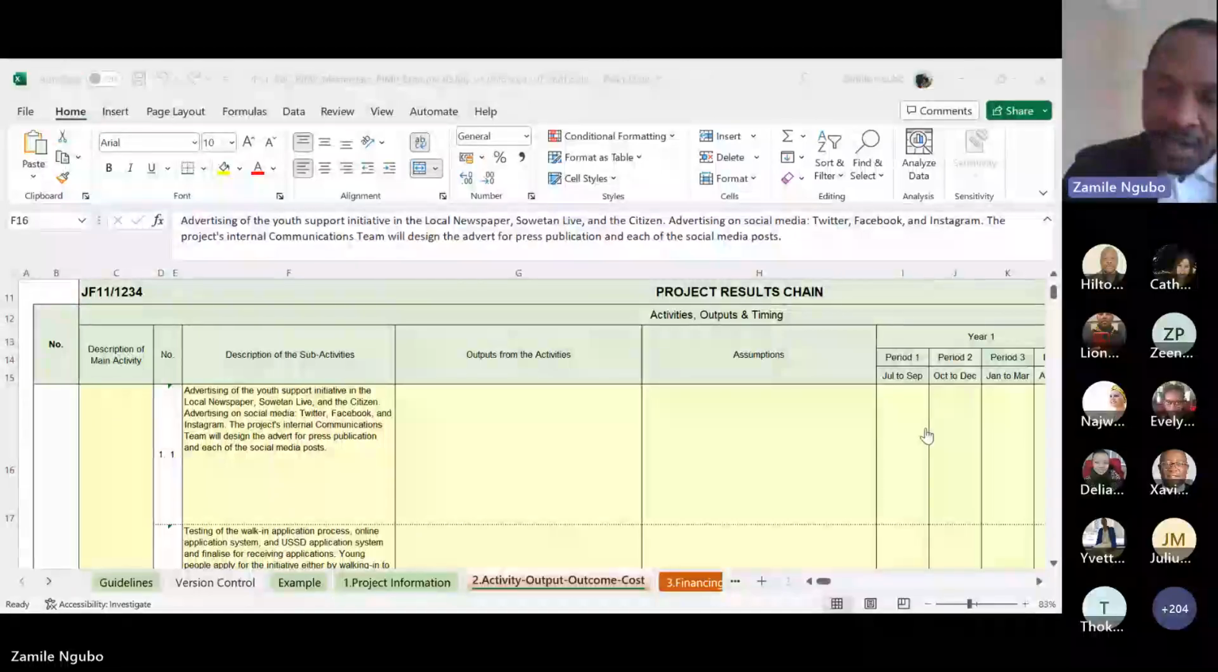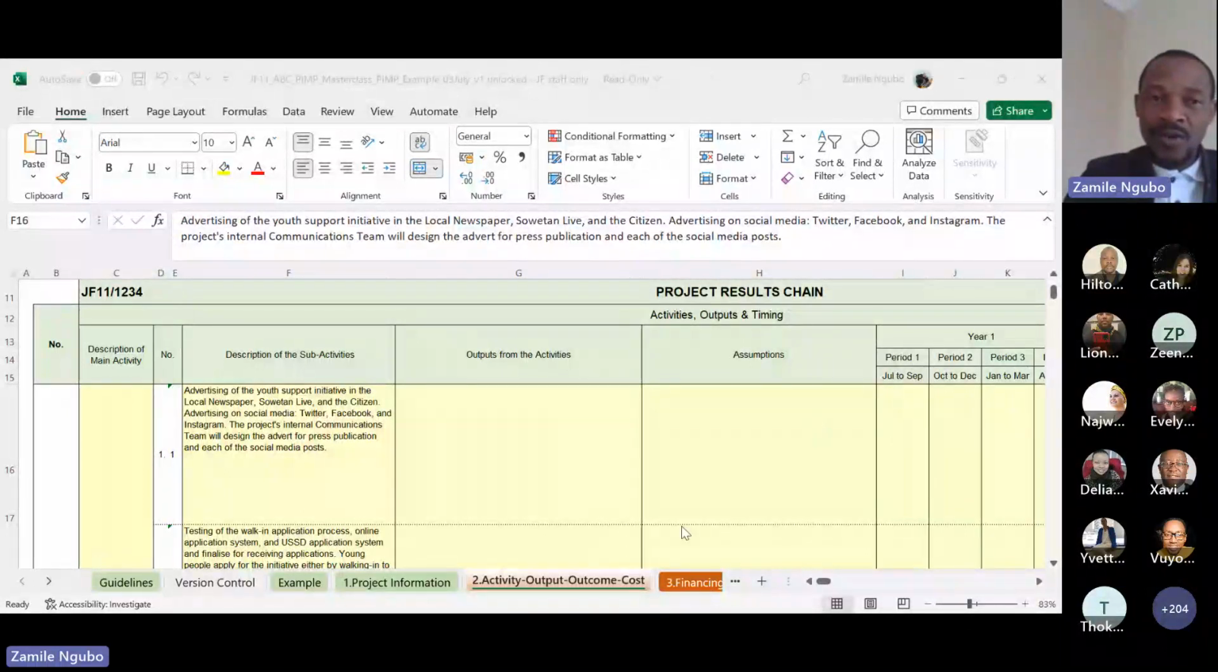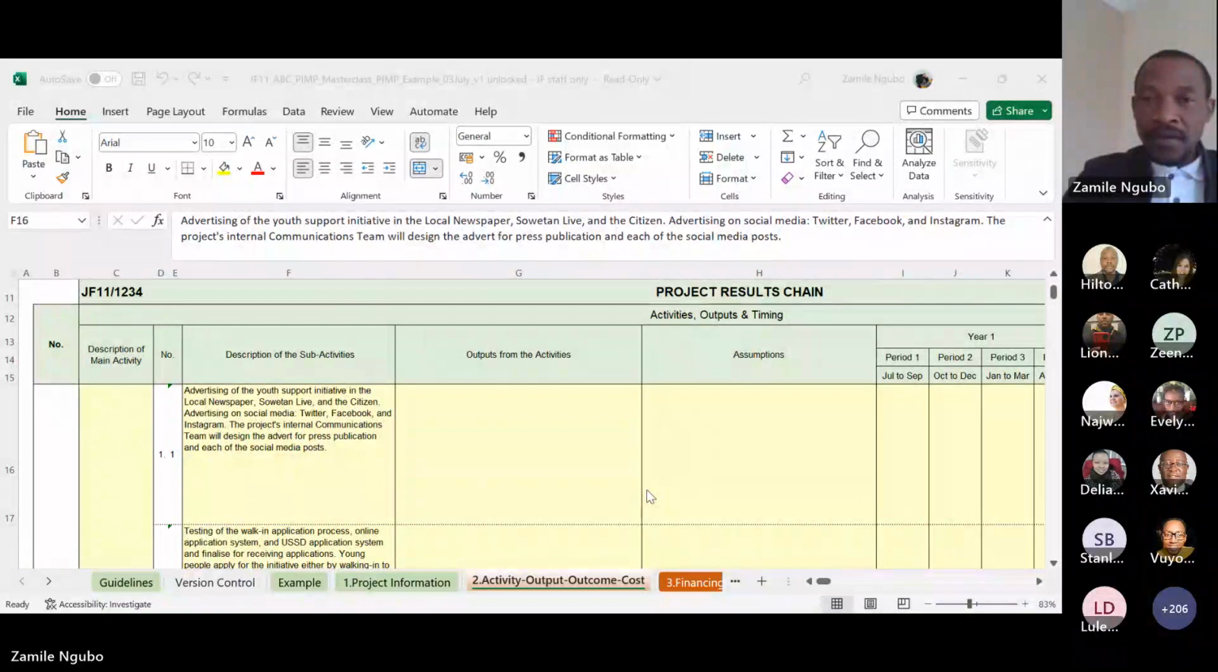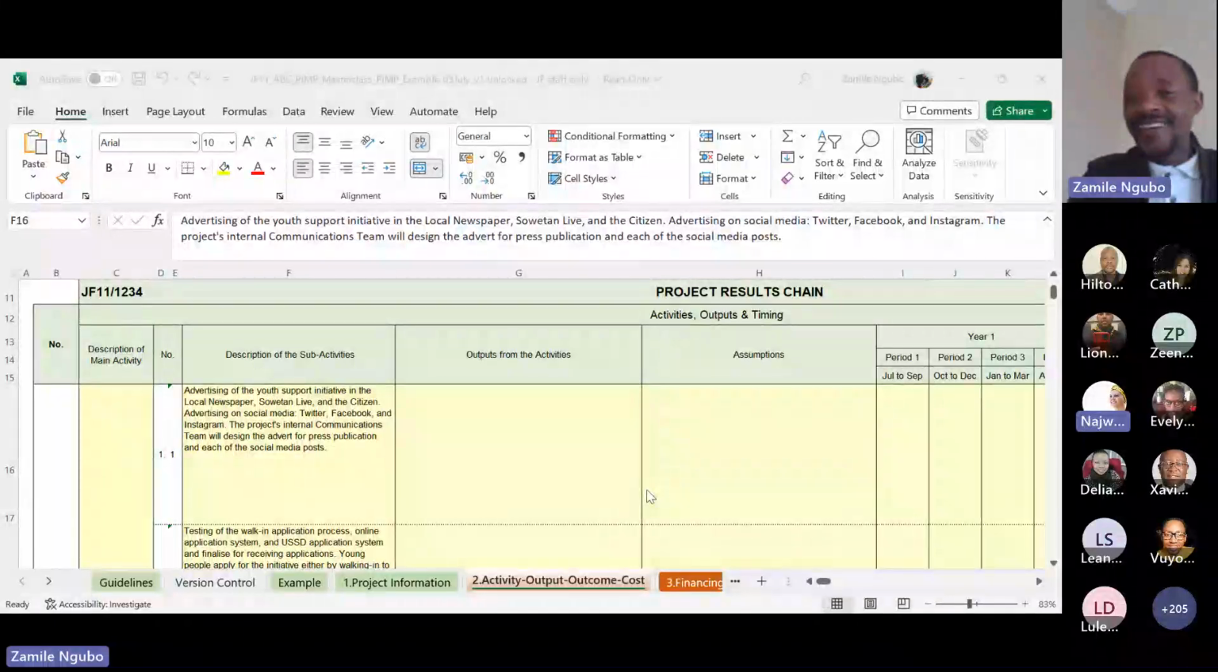Good morning, all. My name is Zamile Ngubo. I will be taking you through the completion of the ABC PIMP, making use of the example that was shared to all the registered delegates. I just want an indication if you can all see my screen that I'm sharing. Can you all see the screen? Yes, Zamile, I see lots of thumbs up, so people can see your screen. Okay. Please proceed. Thank you.